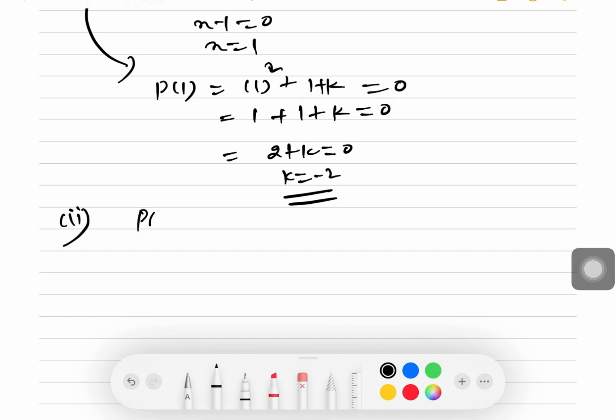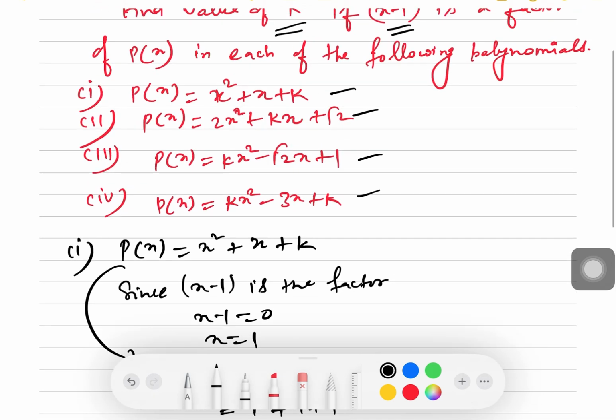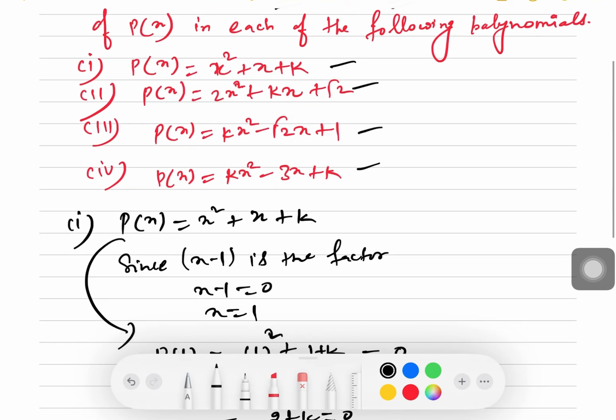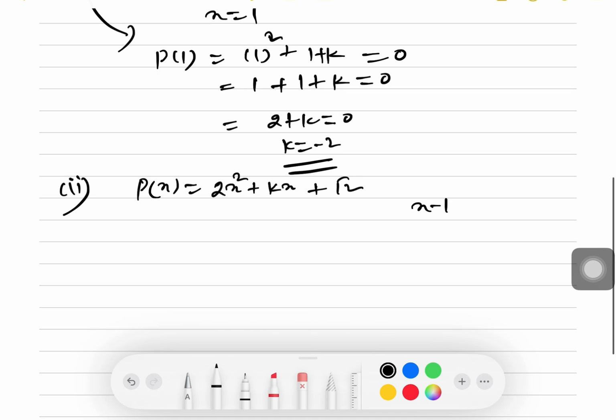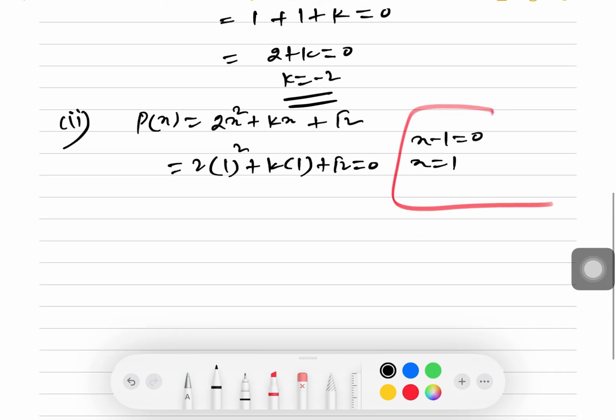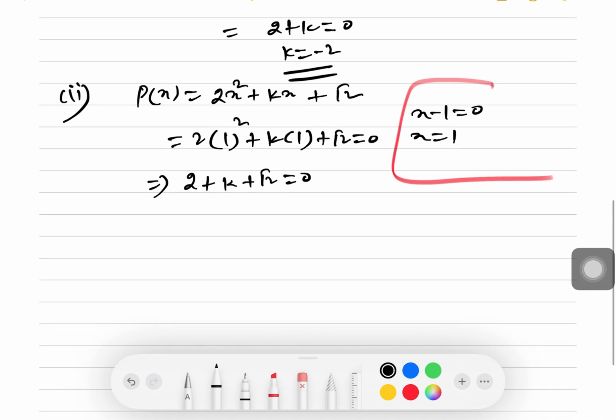Second part, p of x is equal to 2x square plus kx plus root 2. And we have to check, they have given x minus 1 is the factor. So x minus 1 is a factor. That means we have to substitute positive 1 for x in the given polynomial. So 2 into 1 square plus k into 1 plus root 2 equals to 0.